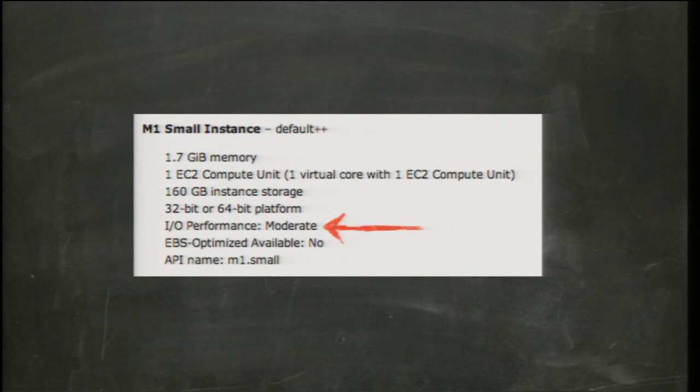All EC2 instances are now available in 64 bits. Some, like the M1 Small and a couple of others, also support 32-bit. We give you some notion of the network I/O performance of an instance. This includes everything from traffic to the internet, traffic to other instances, traffic to S3, EBS, etc.